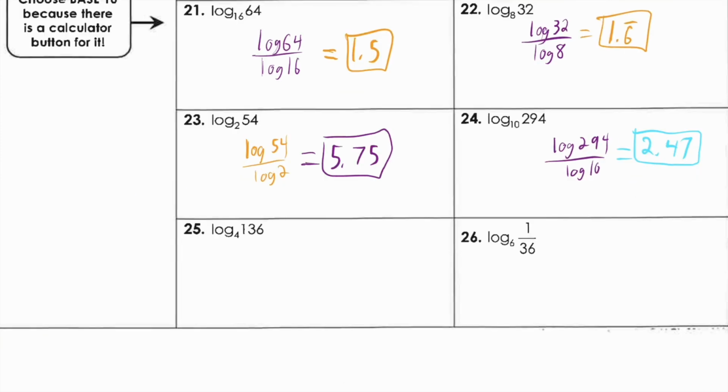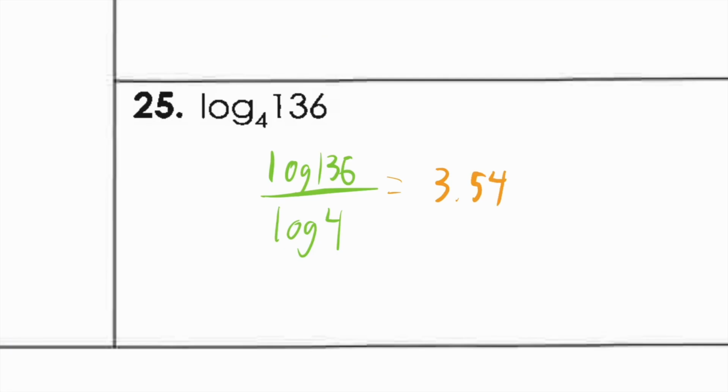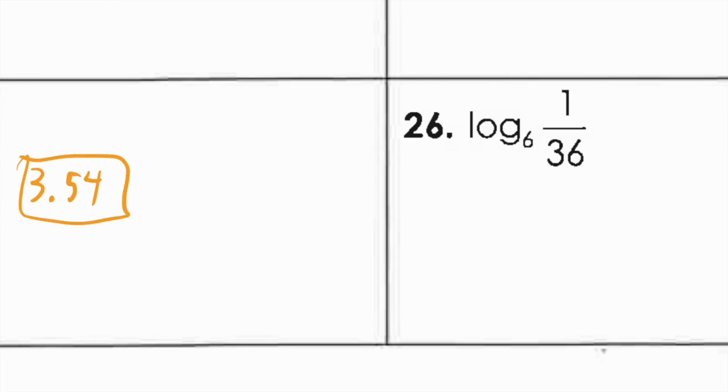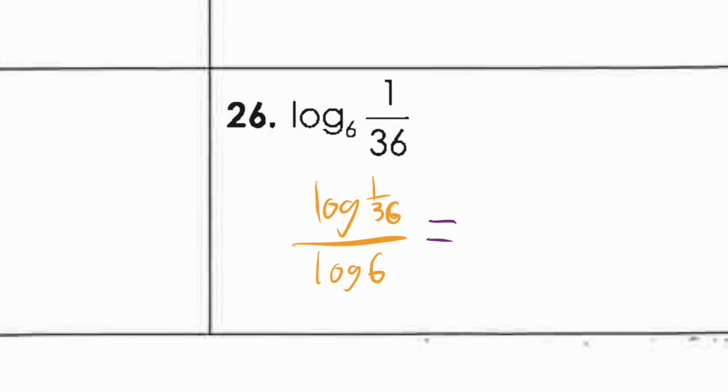Moving on to number 25, log base 4 of 136. So this is log of 136 over log of 4, which the calculator tells me is approximately 3.54, rounded to 2 decimal places, the hundredth spot. Number 26, this would be log of 1 over 36 over log of 6. And the calculator will tell me that that's -2 on the nose, because 6 to the power of -2 would get you 1 over 36. The negative reciprocates it, and the 2 squares it to 36.